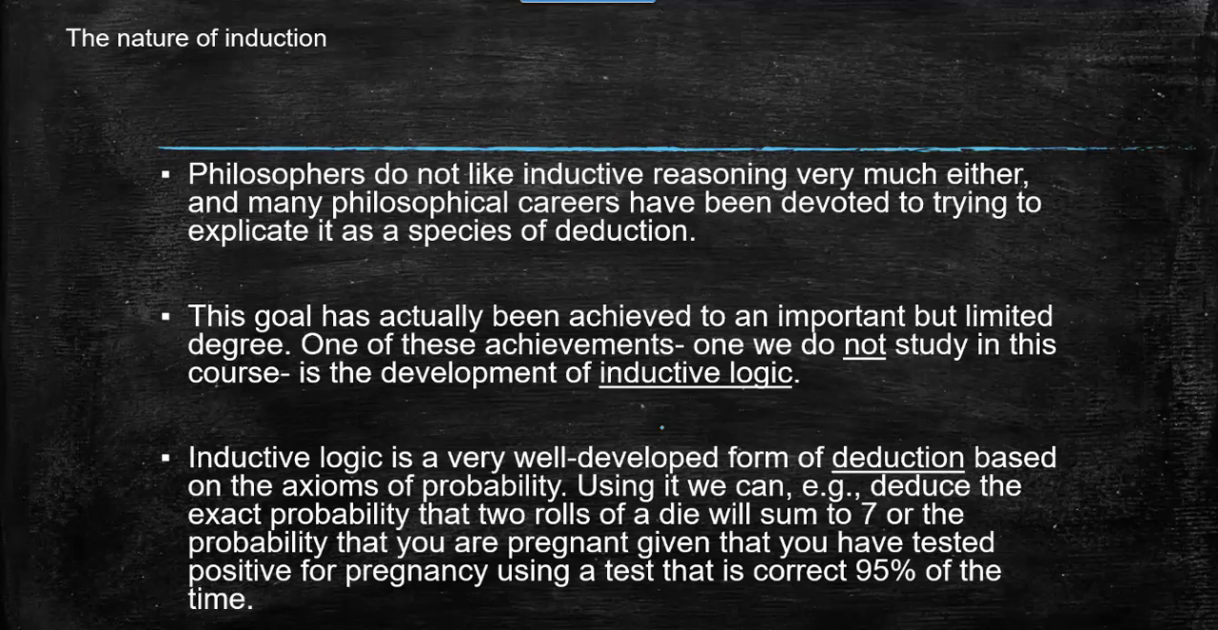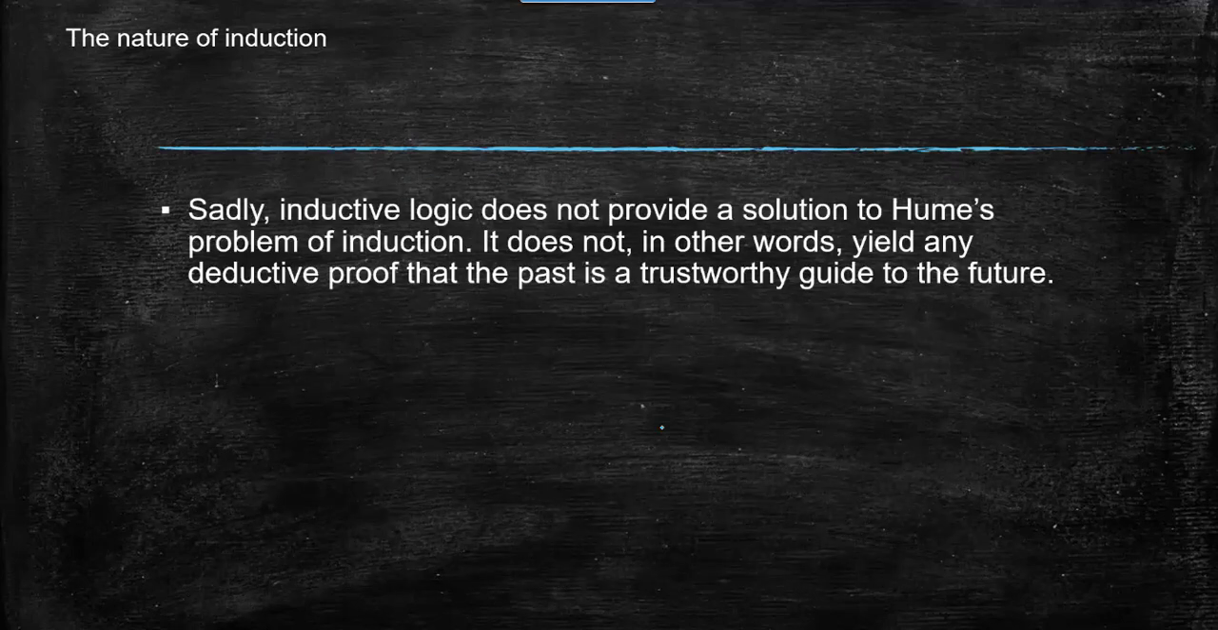Using it, we can, for example, deduce the exact probability that 2 rolls of a fair die will sum to 7, or the probability that you are pregnant given that you have tested positive for pregnancy using a test that is correct 95% of the time. Sadly, inductive logic does not provide a solution to Hume's problem of induction. It does not, in other words, yield any deductive proof that the past is a trustworthy guide to the future.